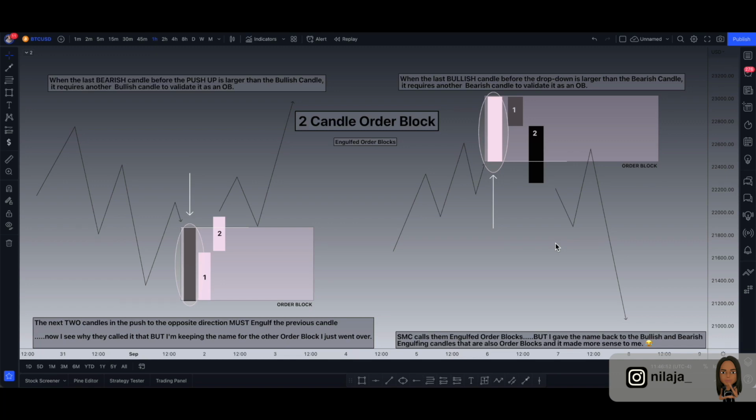I just really like to call them 2 candle order blocks because they need 2 candles. And I like to call the other ones engulfing order blocks because they're engulfing candles. So besides that, let's get into how these order blocks are used in the market and how you can use them to enter or exit your trade and add them to your trading strategy.